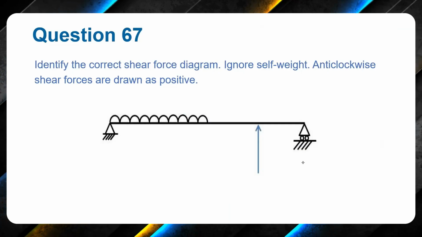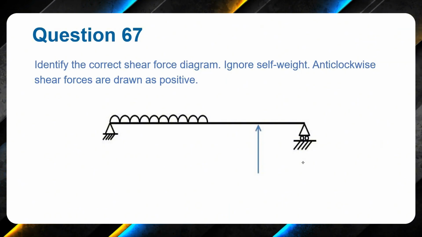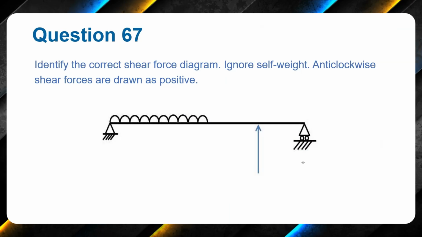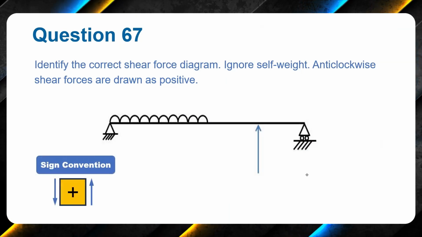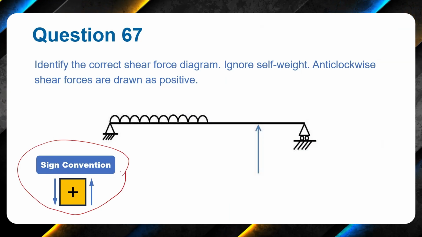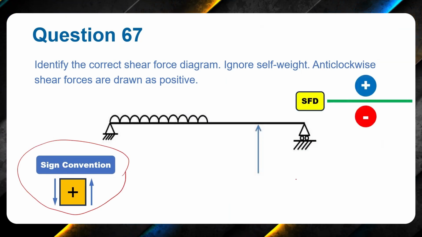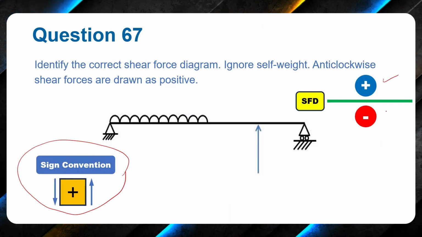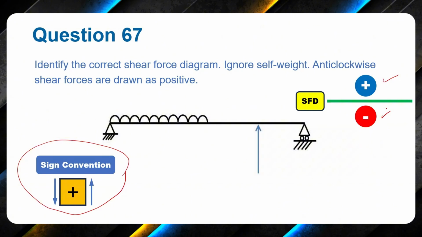In this question again, we have to find out the correct shear force diagram, ignoring self-weight, and anti-clockwise shear forces are drawn positive. This is a sign convention which I will use here as well. Anti-clockwise forces are positive, and this is how we draw it on a diagram. Above baseline we have positive, below baseline we have negative forces.